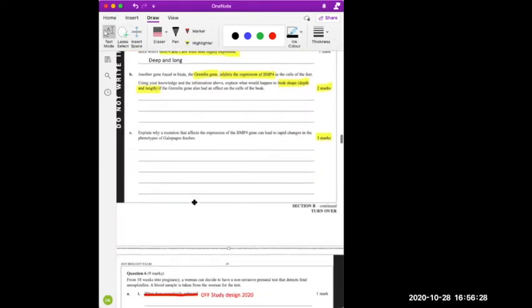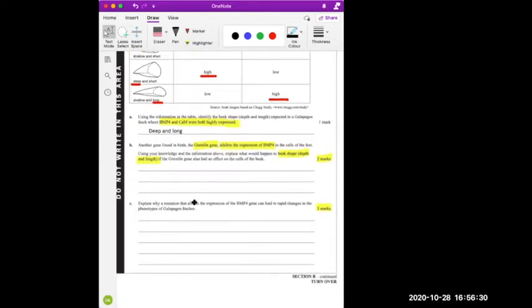Okay. Another gene found in birds, the gremlin gene, inhibits the expression of BMP4 in the cells of the feet. Using your knowledge and information above, explain what would happen to beak shape, depth, and length if the gremlin gene also had an effect on the cells of the beak. So here you get 2 marks. The 2 marks are for talking about what happens to beak shape in terms of the 2 parameters tested, so depth and length.